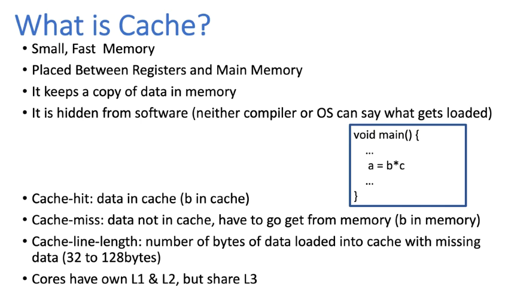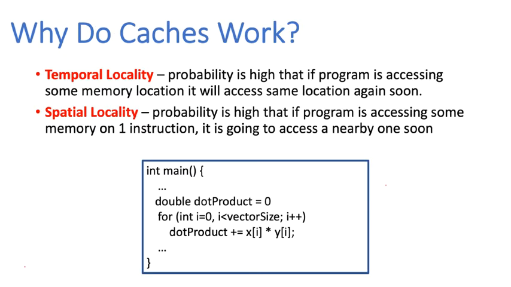So the cache, for those of you who don't know, it's small, fast memory. It exists between the registers and the main memory. It keeps a copy of data in memory. But it's also hidden from the software. Your programs, when you write them, you can't actually tell the hardware what data to put into the caches. That's up to the hardware. But knowing it exists and knowing how it works, you can actually write faster programs.